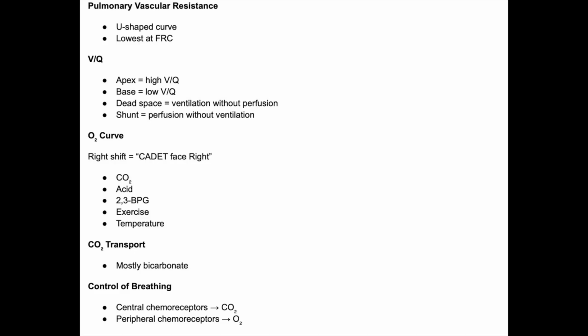Finally, control of breathing. Central chemoreceptors respond primarily to CO2 via cerebrospinal fluid pH. Peripheral chemoreceptors respond to low PO2. Under normal conditions, CO2 is the dominant driver. At altitude, low PO2 becomes more important. Everything here links ventilation to chemistry.